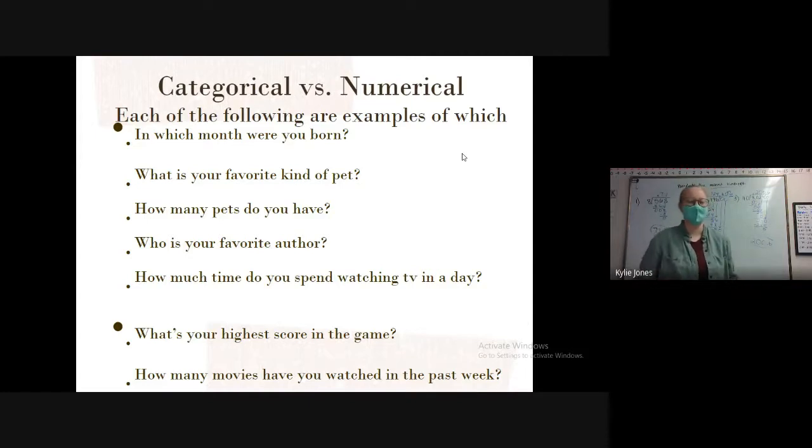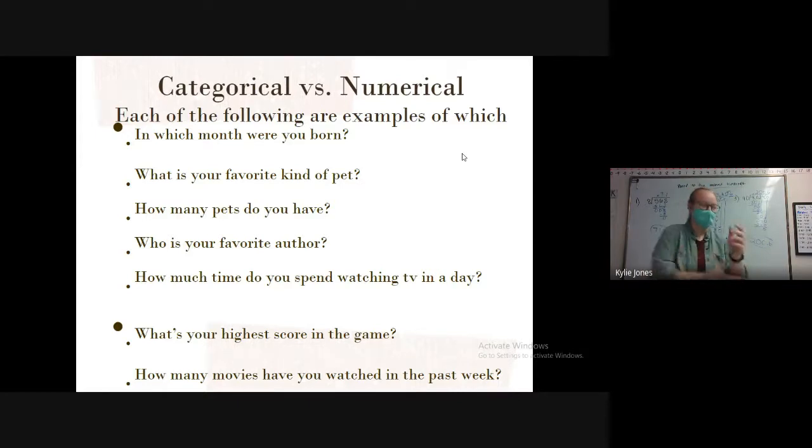There's no numbers, but take about 30 seconds to think about this one. What is your favorite kind of pet? Okay, Charlie, categorical or numerical? Categorical. People are going to give you answers like cat, dog, rabbit, chinchilla. Right? So they're going to give you categories as answers. Okay, let's look at number 3.